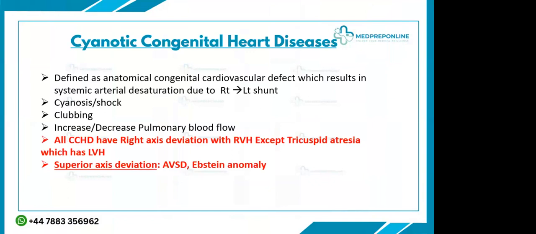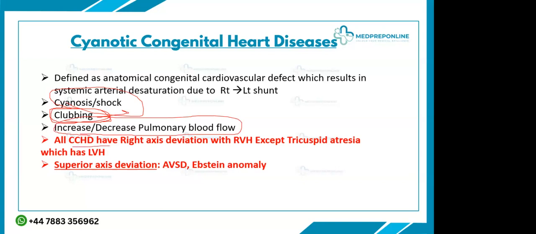So these are anatomical congenital cardiovascular defects which result in systemic arterial desaturation. Why? Because there is a right to left shunt, so there will be mixing of the deoxygenated blood from the right side with the left side, and it is going to cause cyanosis. They may present with cyanosis or with shock. We will see who is going to present with cyanosis and who is going to present with shock. And in the long term, as there is hypoxia because of cyanosis, they are going to develop clubbing of the fingers. And there may be increased or decreased pulmonary blood flow. We will categorize on the basis of this blood flow.